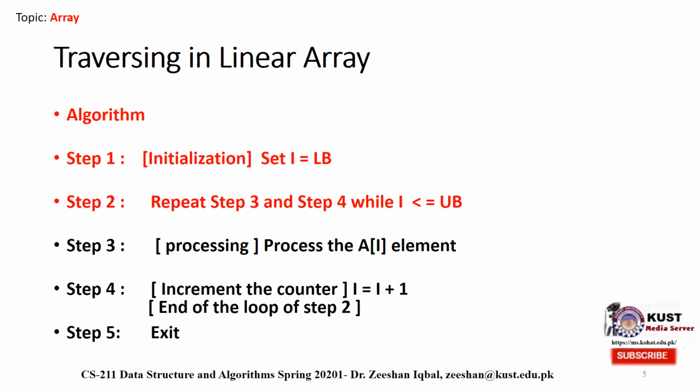If the loop condition is true, we have to do steps 3 and 4. Explaining step number 3, we process the element at the ith index of array A. In step 4, we increment the value of I by 1. Once the condition in the step 2 while loop is false, we directly move to step 5, ignoring steps 3 and 4, by exiting the algorithm at step number 5.